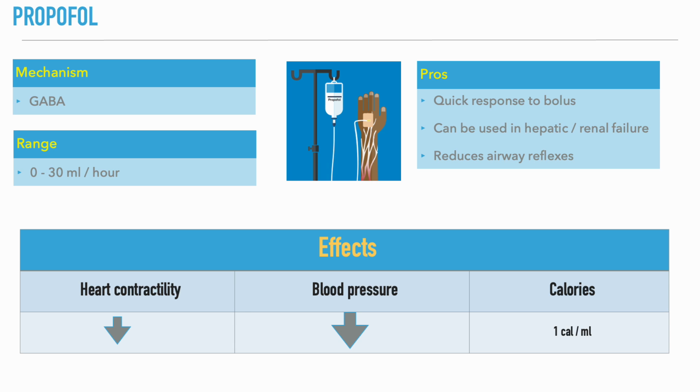There's also this benefit that it reduces airway reflexes, which can help us with our airway interventions. Now, the effects that this has systemically are reduced heart contractility, which can be a problem in the septic patient, so using too much therefore can cause some harm. It can also cause relaxation of your arteries, dropping your blood pressure. And also importantly, in the long run, it's got a calorie value, and it's 1 calorie per mL. And that's just important for the long-term nutritional support of the patient.